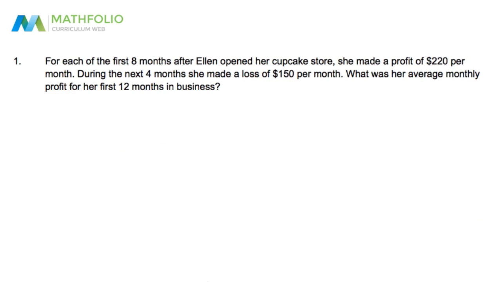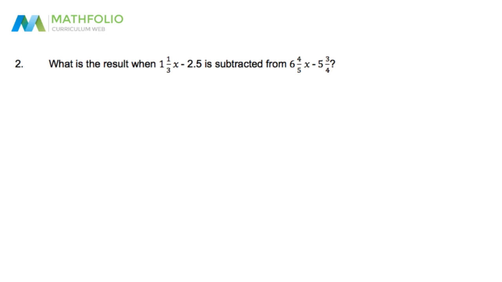Okay, question number 2. Another tricky question. Let's read this. So it says, what is the result when, and then this awkward looking quantity. So it could have just said, what is the result when 5 is subtracted from 6, but it doesn't. It says, what is the result when this quantity, which is 1 1/3 x minus 2.5, when this quantity is subtracted from this other quantity.